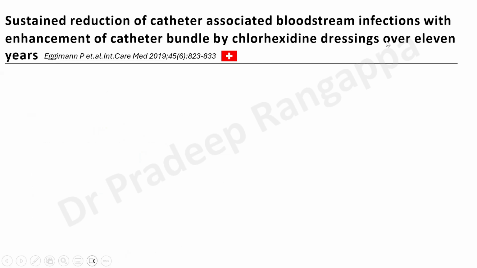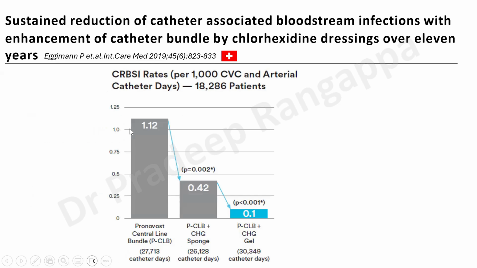Sustained reduction of catheter-associated bloodstream infection with enhancement of catheter bundle by chlorhexidine dressings over 11 years. This was a Swiss study, where they showed that the CRBSI rate came down from 1.12 to 0.42 with the chlorhexidine sponge I showed you at the entry. But when they used chlorhexidine gel dressing, it was reduced further to 0.1%. So this is possibly something we should all adopt to mitigate the risk of CLABSI in a high-risk ICU environment, because all our ICU patients are at high risk of developing CLABSI, more so when the nurse-patient ratio is always challenged in our setting.